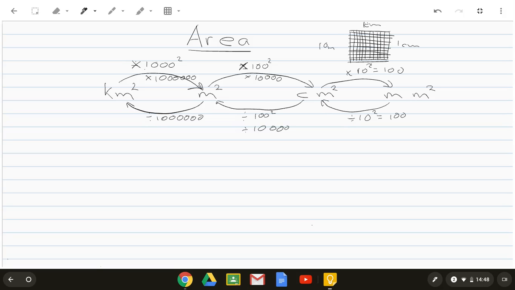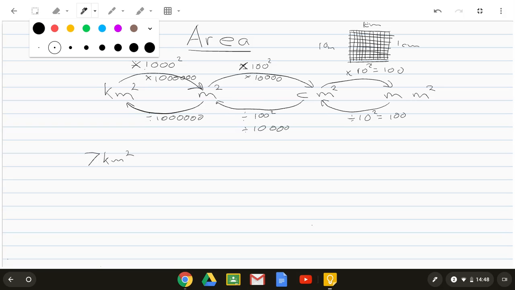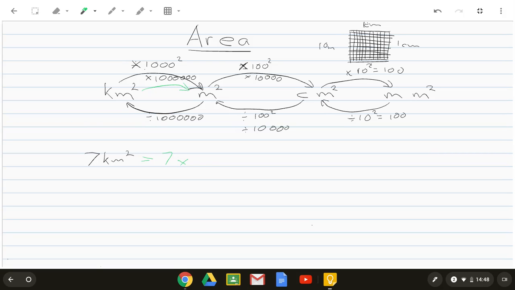Okay, so an example would be if I had 7 kilometers squared, and if I was converting that to meters, so I'm going from kilometers to meters, I need to take my 7 kilometers and I multiply it by 1 million, and that will give me 7 million meters squared. It's important that we write meters squared.